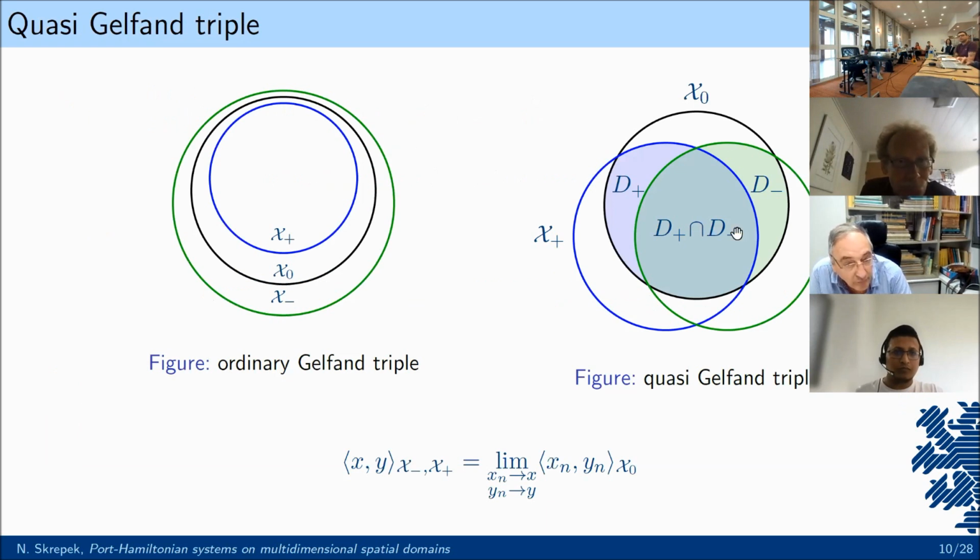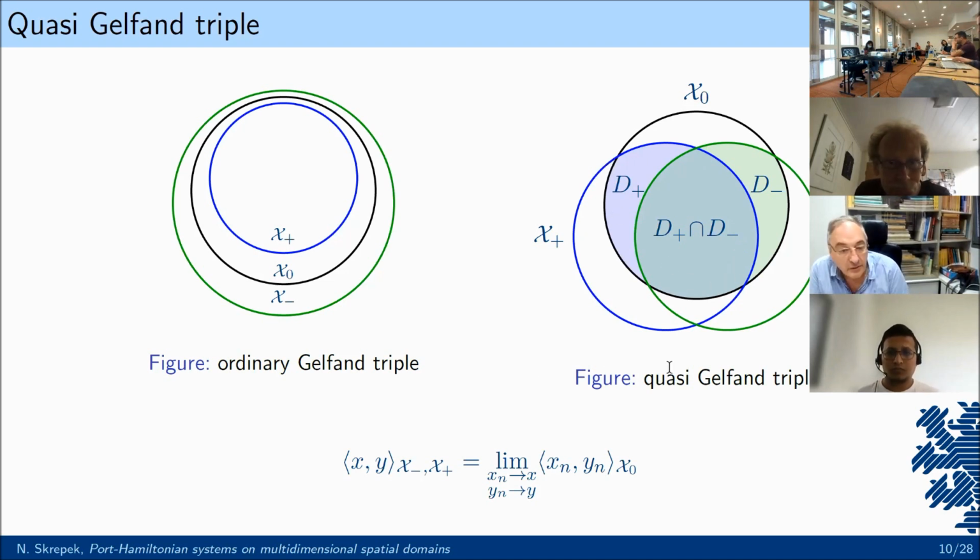And this is where quasi Gelfand triples come into play. Just to recall, a normal Gelfand triple is a triple of three Hilbert spaces where the two Hilbert spaces X plus and X minus are dual to each other, with respect to the inner product of the pivot space X0, and we have a chain inclusion. We can write this duality with respect to the inner product as a limit of inner products in X0. And we ask for the same in the quasi Gelfand triple case, except that we drop the chain inclusion, and instead we have not continuous embeddings, but closed embeddings.